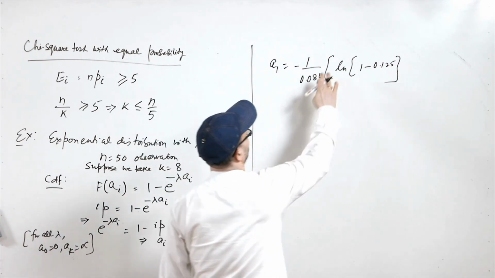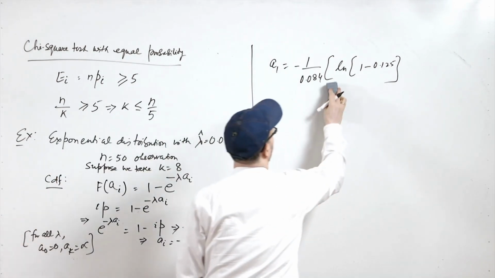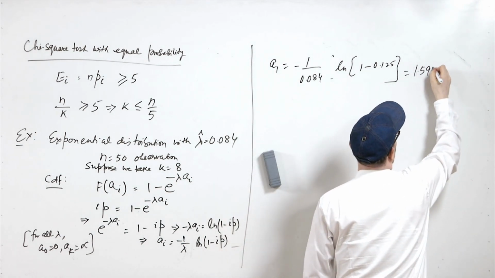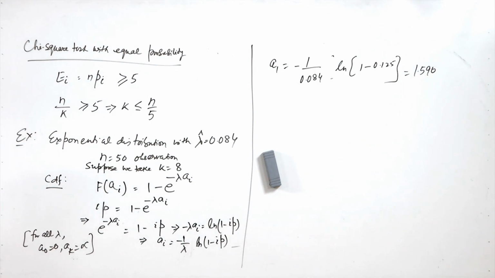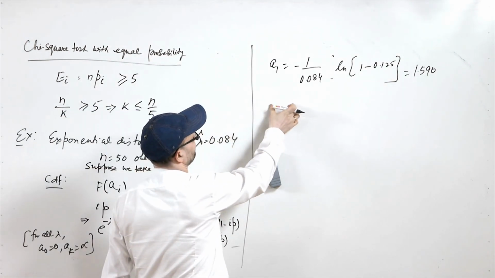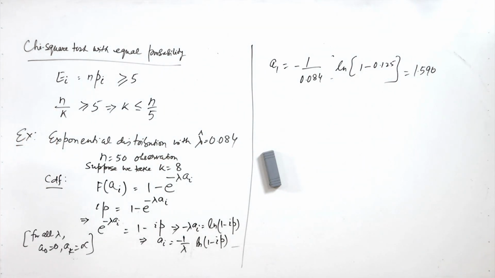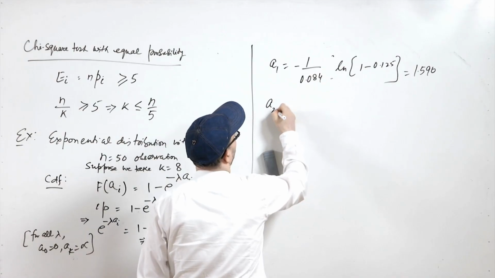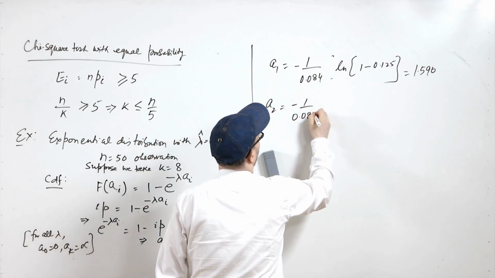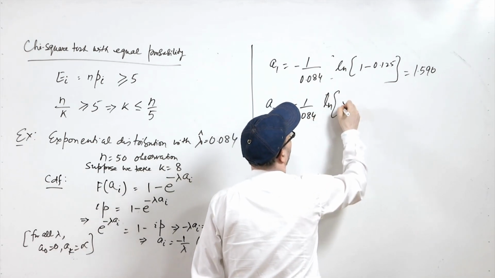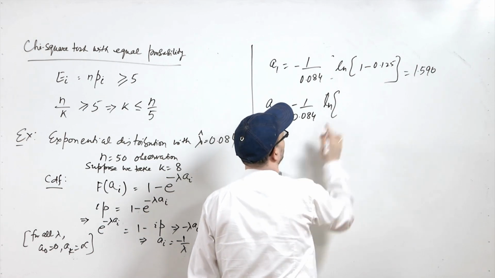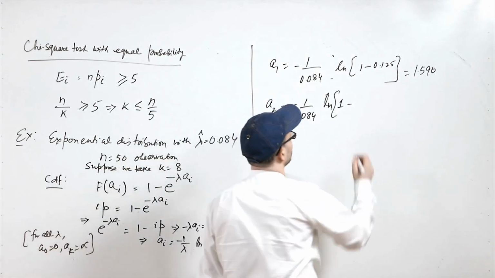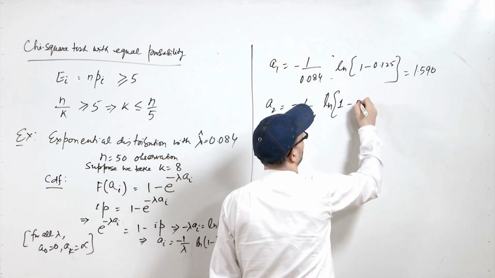So this value is basically computed, and you get it as equal to 1.590. It means the first interval will be from 0 to 1.590. The second interval will be A2, and A2 will be minus 1 by 0.084, and in that case it will be ln of 1 minus i, where i is 2 now. So 1 minus 2 into 1 by 8, p is 1 by 8, you have 8 intervals. So it will be 2 by 8, that is 0.25.